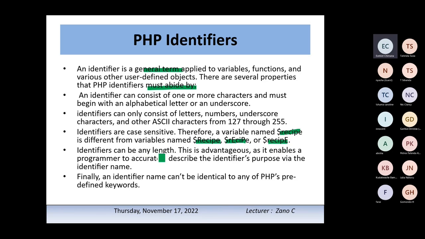Identifiers can be any length. This is advantageous as it enables a programmer to accurately describe the identifier's purpose via the identifier name. Finally, an identifier name can't be identical to any of PHP's predefined keywords. So just like in other programming languages, you cannot use the keywords as the names of your functions or of your variables.